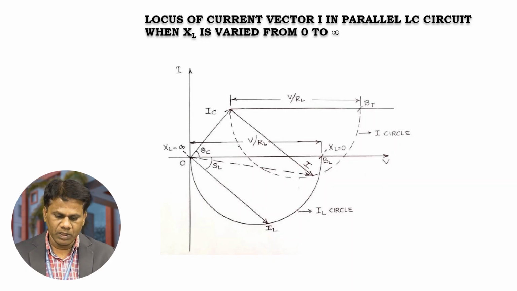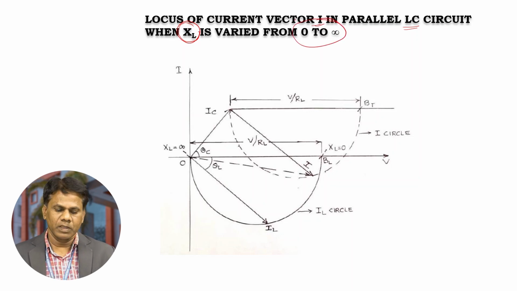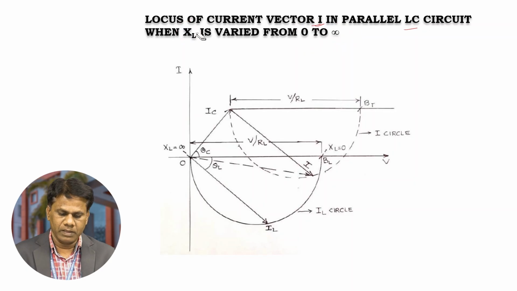So this is the locus diagram of the current vector I. This is the total current in an LC circuit, with the inductance and capacitance in parallel, when the inductive reactance XL is varied from 0 to infinity. So this is the locus diagram of the total current vector. Here the current I is the total current of the LC circuit.